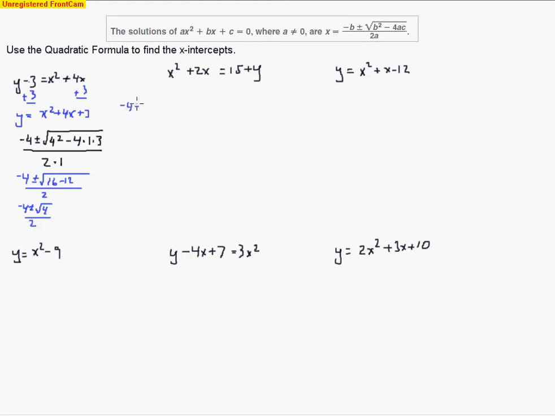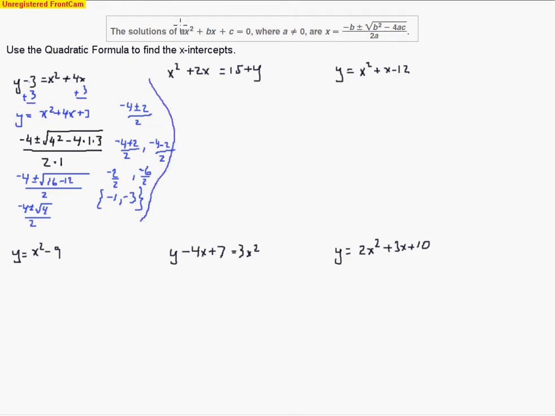Then we can set up our two problems. One of them is negative 4 plus 2 over 2, and we have negative 4 minus 2 all over 2. When we do that work, negative 2 over 2 makes negative 1. Over on this side, negative 6 over 2 makes a negative 3. Those are the two x-intercepts. That's what we're solving for here.